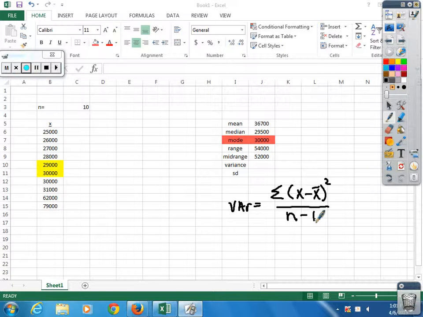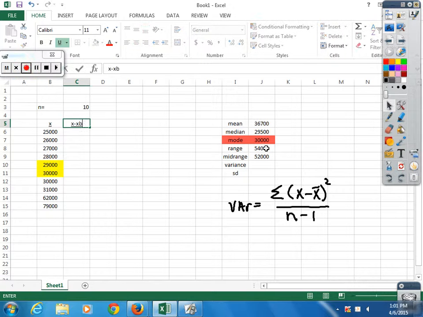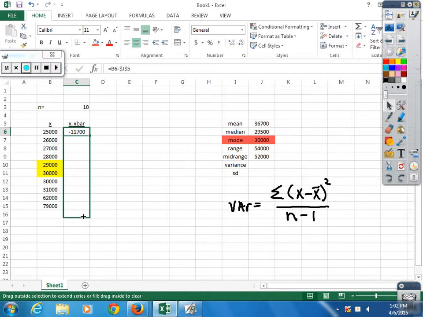So, in order to get the variance, we've got to subtract the mean from each of our x's. I'm going to call this column x minus x bar. And that's equal to 25,000 minus the mean. I'm going to lock it by hitting F4, and then copying that down. So you need to take your calculators and subtract to make sure you get the same numbers.